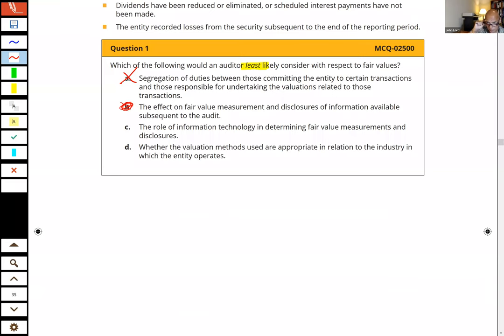Are you kidding? These days, with all the different analytics you can perform to help you determine what the fair value is, are you going to ignore these? No, you would definitely do that. Whether the valuation methods used are appropriate in relation to the industry, sure. That's a nice analytical procedure.